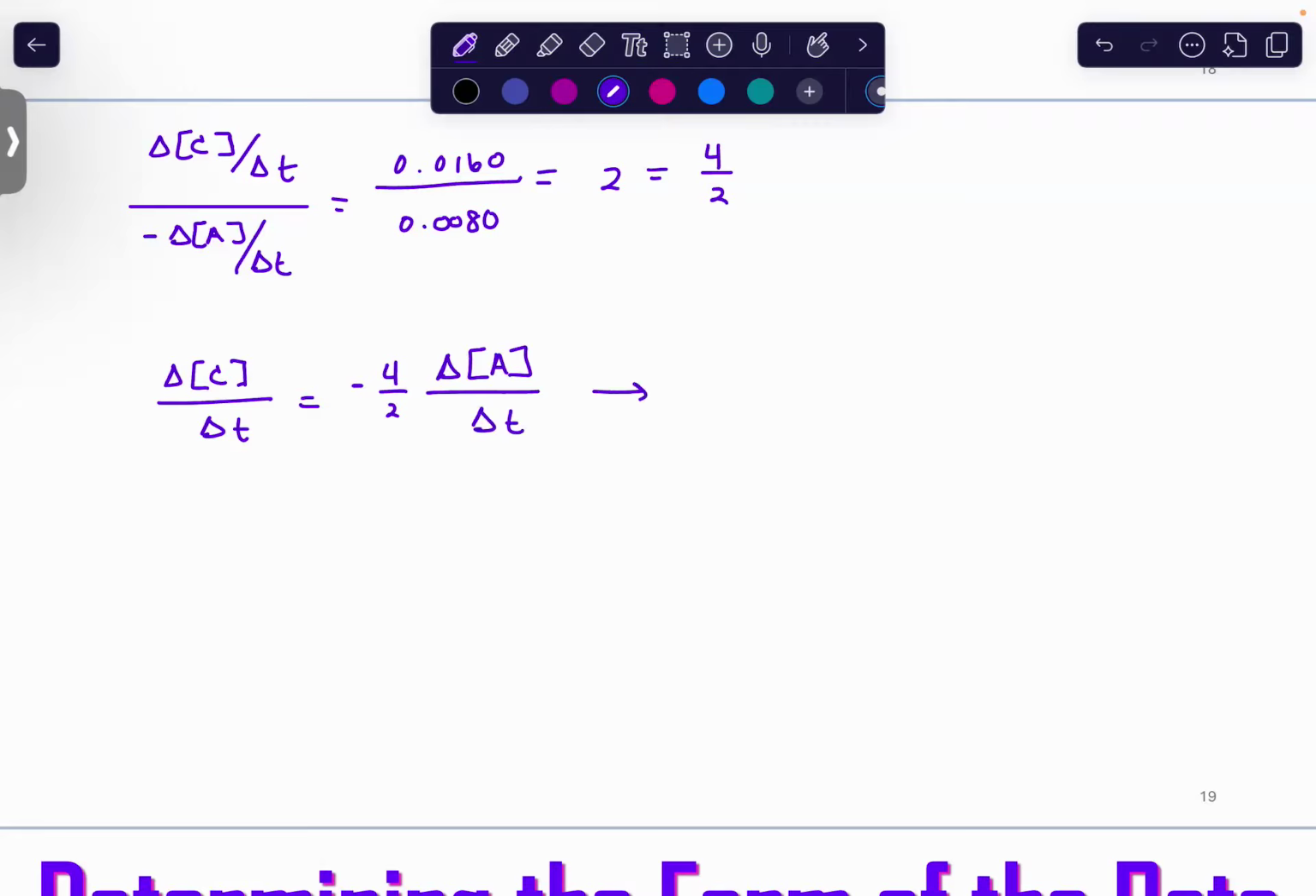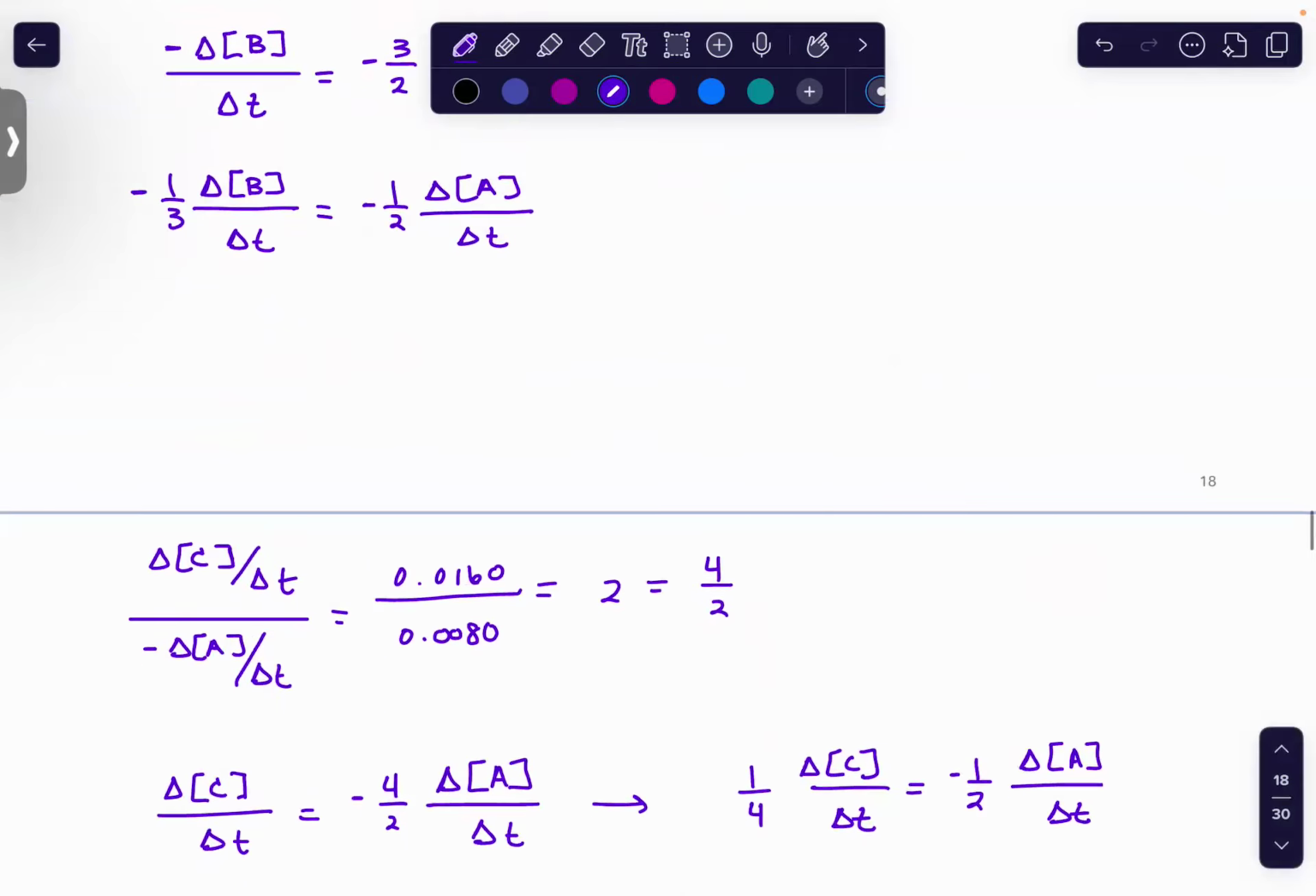Which this will give me 1/2. Oh no, hang on. Not 1/2. I'm going to take the 4 over 1/4. Now, if you notice, the delta A over delta T gets 1/2 each time. The delta B over delta T gets 1/3. And the delta C over delta T gets 1/4.